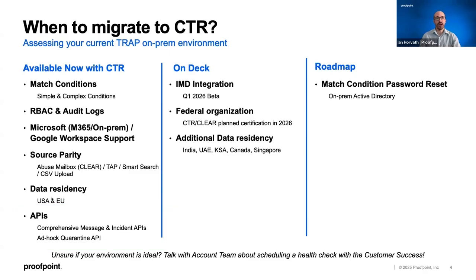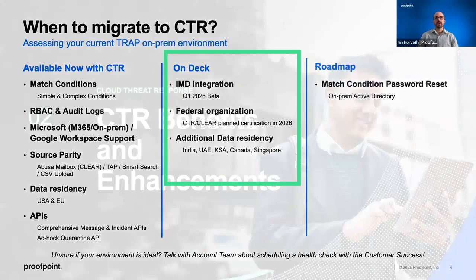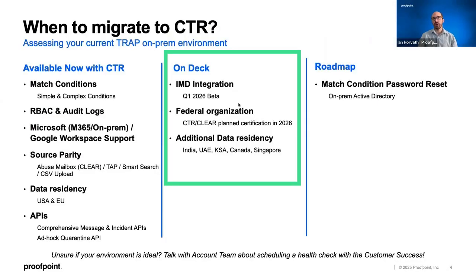So if you fall into this category and you're able to move, you can do it today. You can reach out to your account team, they can spin up an instance for you, and you can start exploring this even while we're on the call. If you fall into this category, you're going to have to wait a little bit, but you're a fast follow-on. Federal customers will have to wait a little longer.